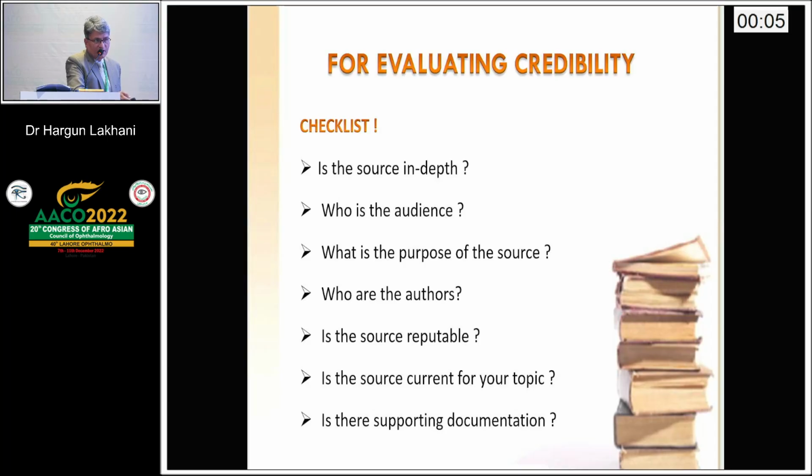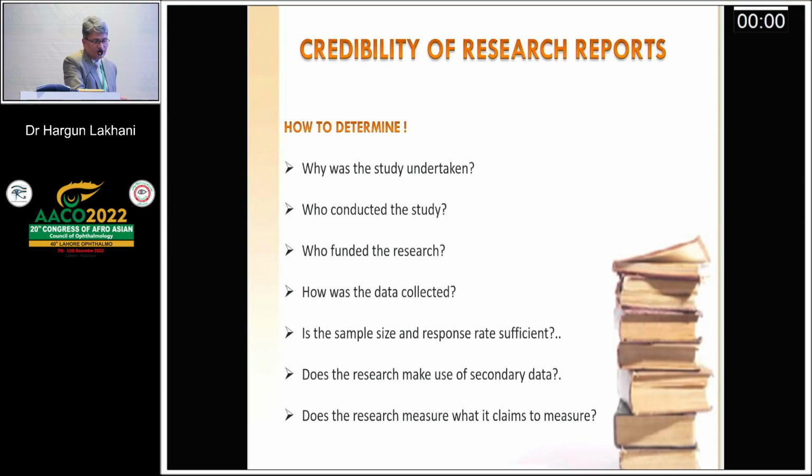But when I read any paper, how do I make sure this is a credible author? So we need to check all these parameters. Is the author using supporting documents or not, and do they have current knowledge on this topic or not? All these are determinants. So how do we determine the credibility of research reports? Check why the study was undertaken. What is the purpose? Will this study add some knowledge to the existing knowledge on the topic?